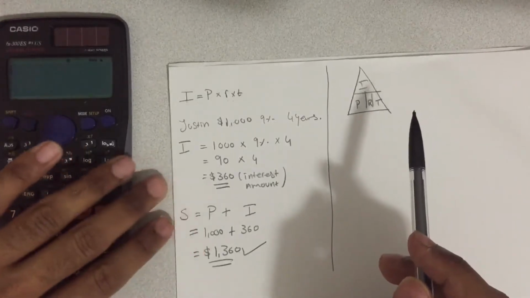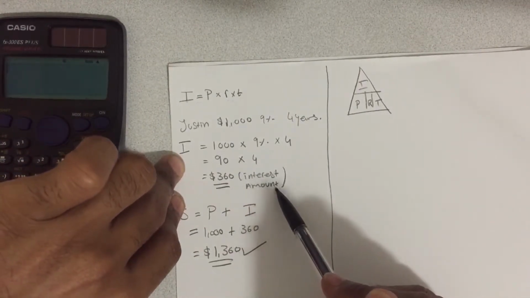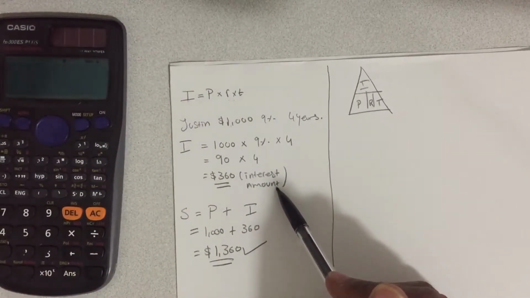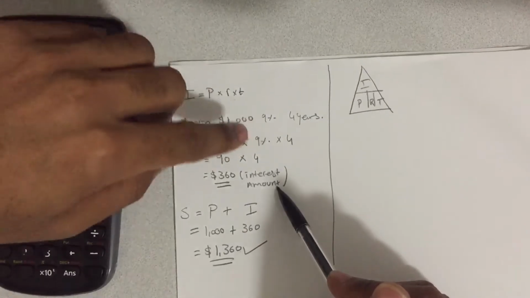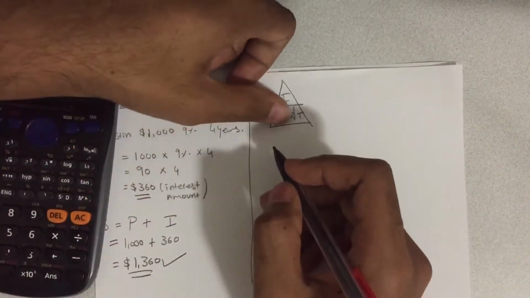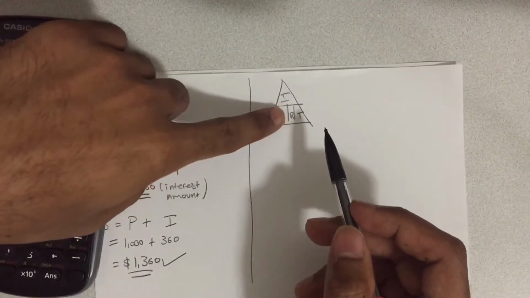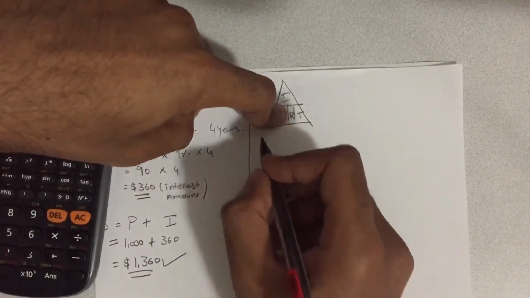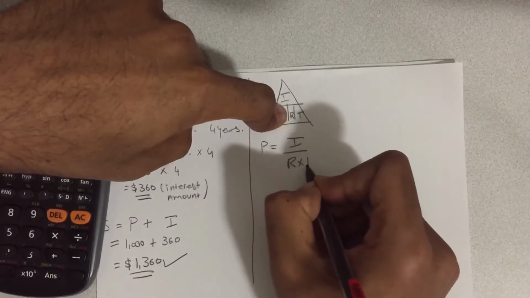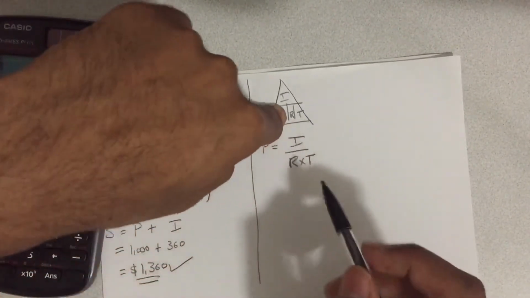Now, we've already calculated the interest, right? The interest amount. Let's say we want to calculate the principal and check and see if we get to the same amount, right? Just back to the same 1,000. We'll use the same figures. So in order to calculate the P, we'll just cover up the P and we'll get the formula. So P is equal to I over R times T, right? Because we covered the P and then we get I over R times T.